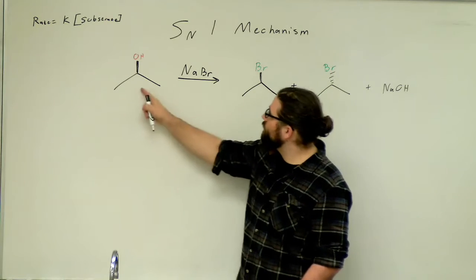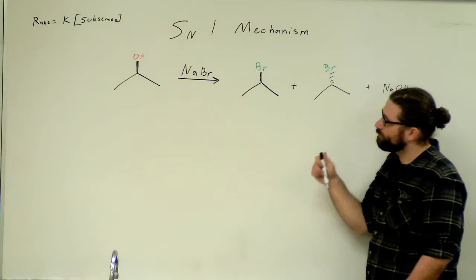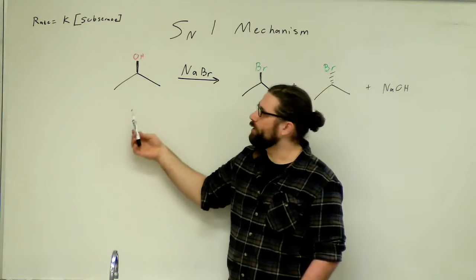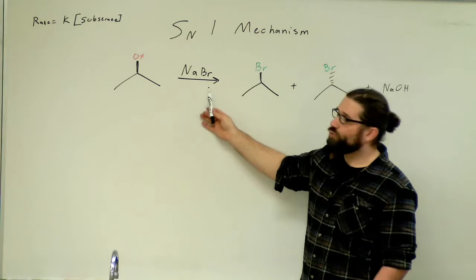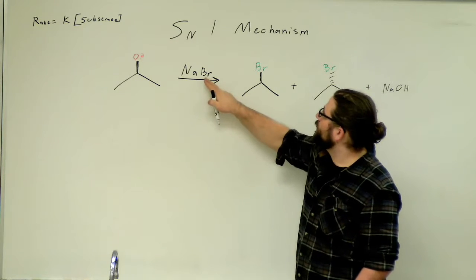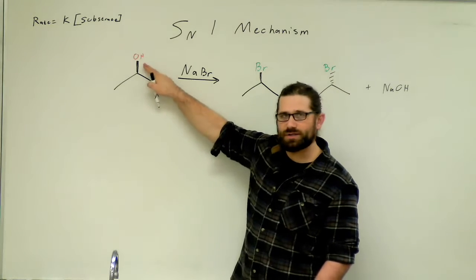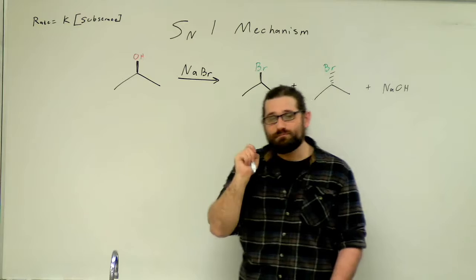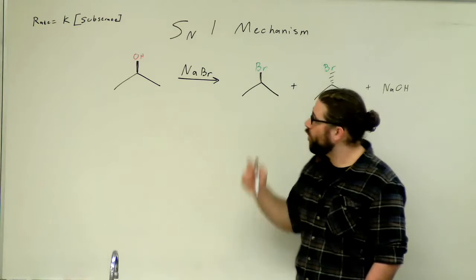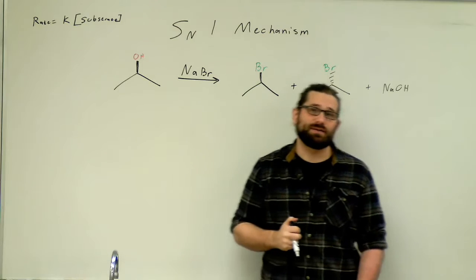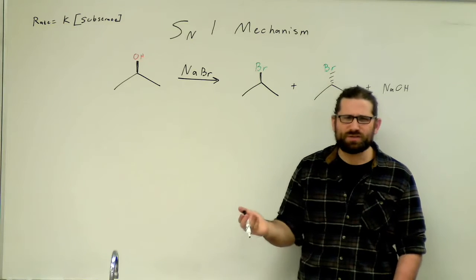So this is going to be an SN1 mechanism. I'm going to have a propan-2-ol, just propanol, with sodium bromide. This will be a reflux. This bromine here is going to replace the hydroxide. Notice, bromine is not a better nucleophile. Bromine is a worse nucleophile than hydroxide. So why does this work?